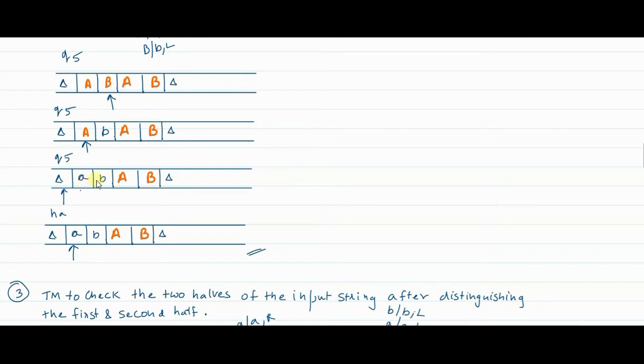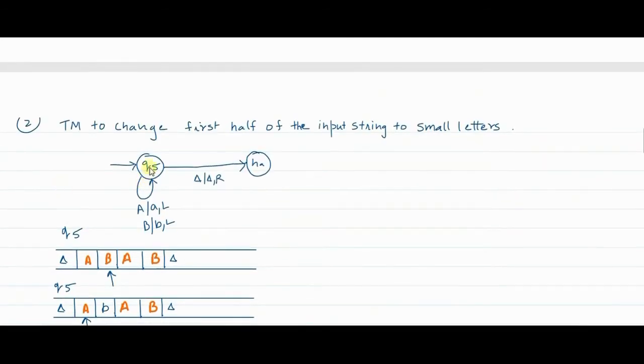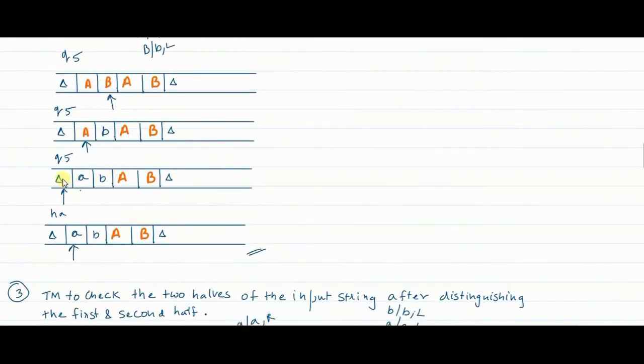Now it will know that small a and small b mean the first half of the string, capital A and capital B mean the second half of the string. Correct? So after replacing this A with small a, the pointer moves to the left. Finally, in Q5, when delta is encountered, what do we do? In Q5, when delta is encountered, we replace delta with itself and the pointer moves one place to the right.